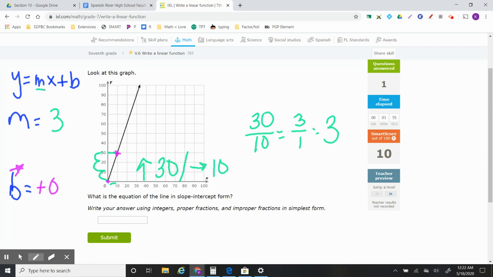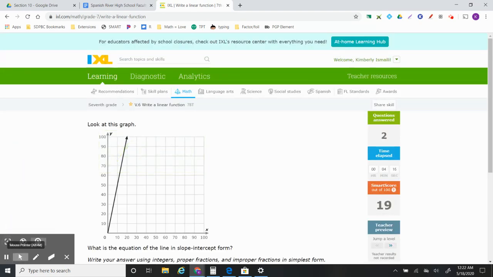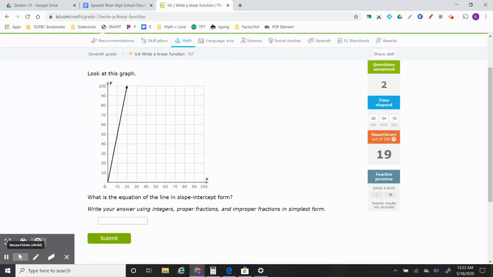Again, all we have to do is fill in the m and the b. y equals 3x plus 0. I don't need the plus 0, but for practice, I'll just keep putting it in. Let's try another one.